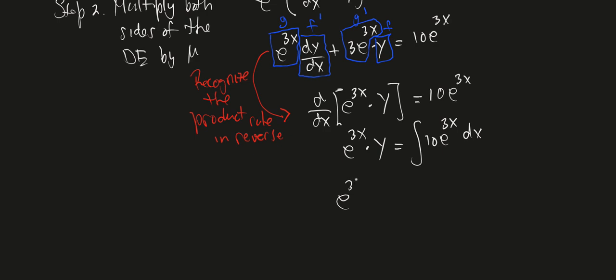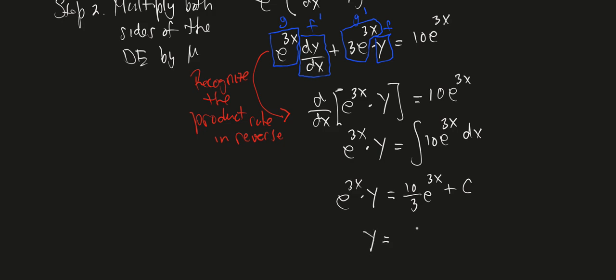So we'll have e^(3x) times y. This antiderivative is (10/3)e^(3x) + c. And then I get to divide both sides by e^(3x), and then I would have solved for my dependent variable, and I'll get it in this nice explicit form.